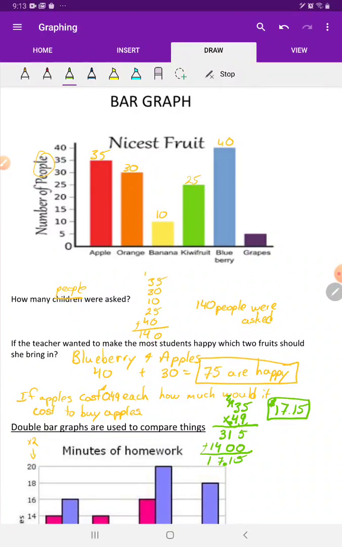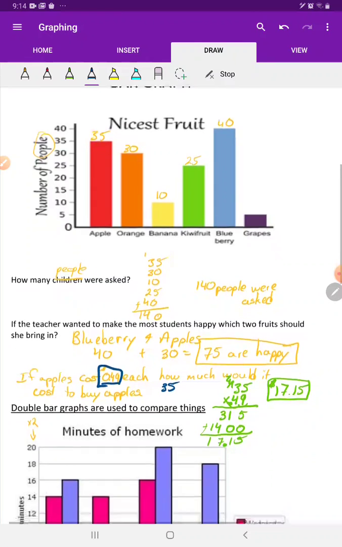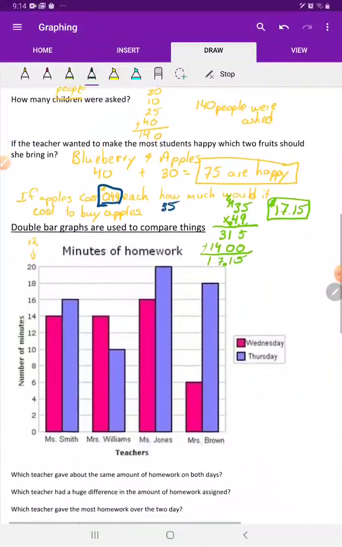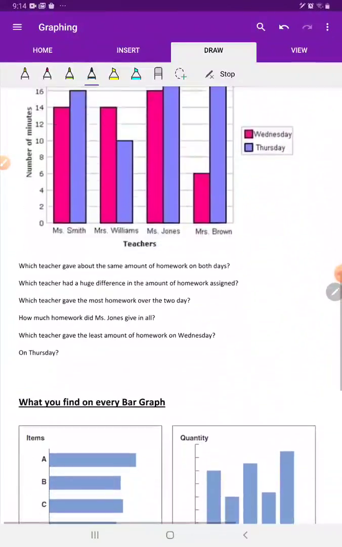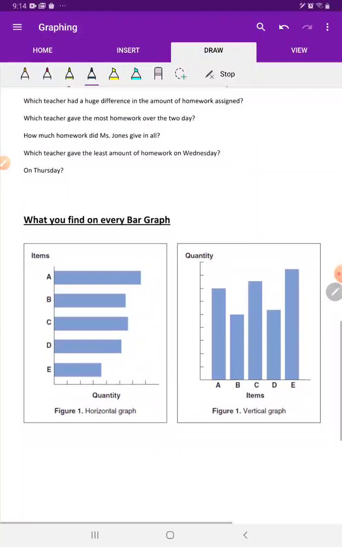Okay? That's how those kinds of questions work. So we take the number of people, which is 35 people, and we take the cost of the apple and we multiply them together. And that will tell us how much it cost to get apples for those people. All right, I'm going to skip this middle section here for just a moment, and I'm going to go down to the bottom. And I'm just going to show you that these two graphs are exactly the same.